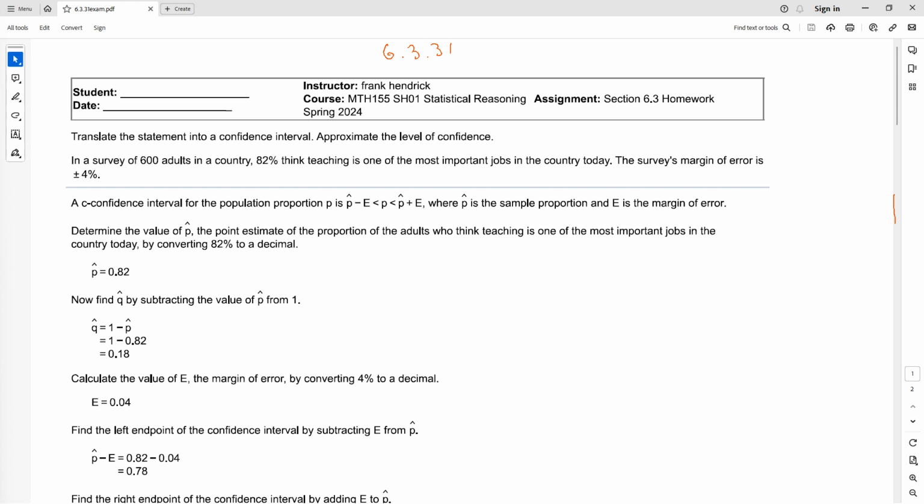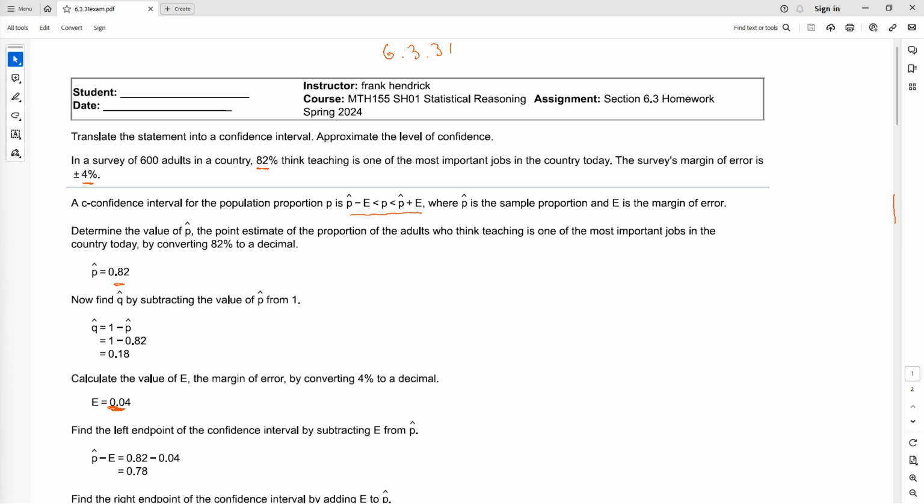So they want us to find the confidence interval, then they want us to approximate the level of confidence. A confidence interval for a population proportion is given here, where p hat is the sample proportion and E is the margin of error. We can see that p hat, the sample proportion, is given to us there, and the margin of error is 4%.